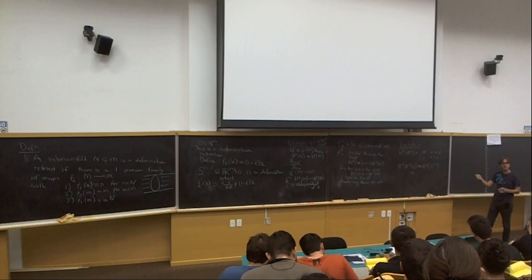But the rule for calculating this is, if M is a union of two pieces, U and V, the Euler characteristic of M is that of U plus V minus that of the intersection. So with this, you can play around and compute the Euler characteristic of various spaces. For example, the Euler characteristic of the n-sphere is 1 plus minus 1 to the n, and so on. Okay.